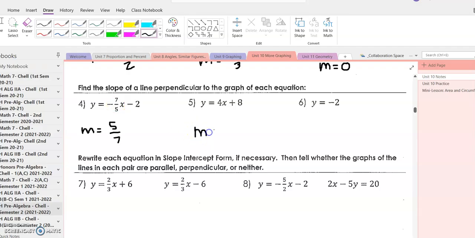Same thing for this next one, y equals 4x plus 8. Well, we want the opposite reciprocal. It was positive, now it's negative. And we have to flip it from 4 to 1/4.